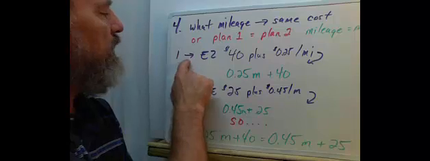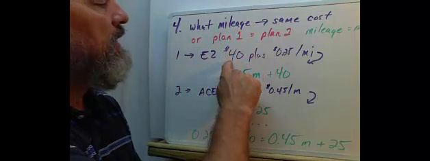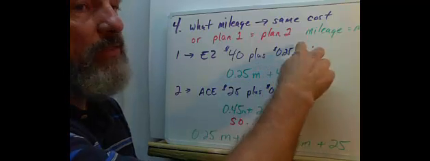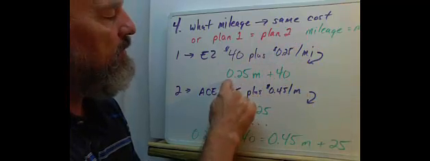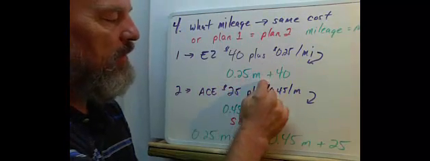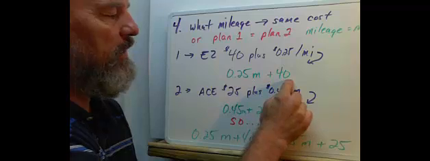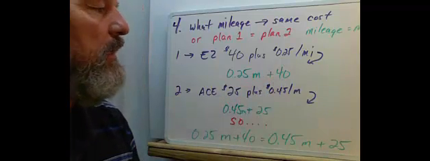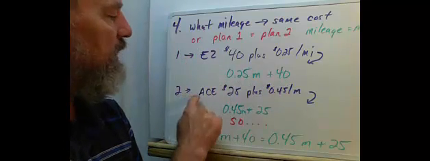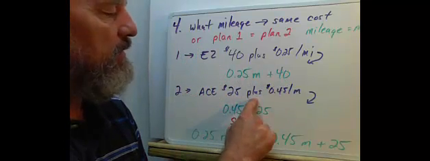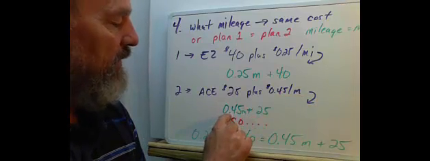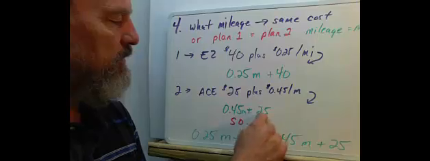Plan 1. Well, Plan 1 is easy. And they say that it's $40 plus 25 cents per mile. Well, in math terminology, that is 0.25, 25 cents, times the M per mile, plus the original charge of 40, or the set charge of 40. The ACE plan, or plan number 2, is $25 plus 45 cents a mile. So that comes out as 0.45 M plus 25.